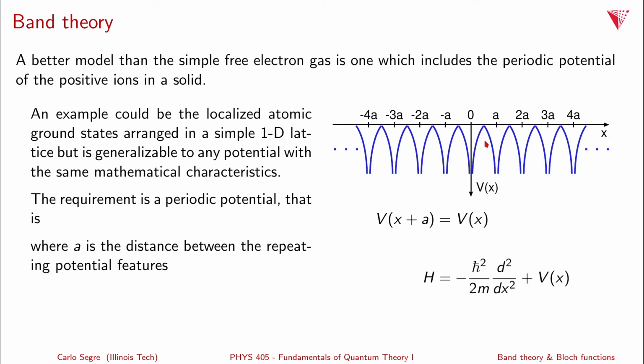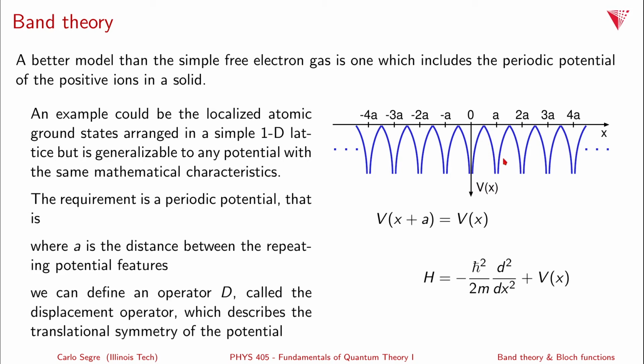So the Hamiltonian then is simply minus h bar squared over 2m d squared by dx squared, so it's a one-dimensional problem, plus V of x, where V of x includes all the potentials that are repeated. We can now define an operator, D, called the displacement operator, which describes the translational symmetry of this potential. So if we take D and apply it to a function f of x, we get f of x plus a. That's exactly what we see with the potential.